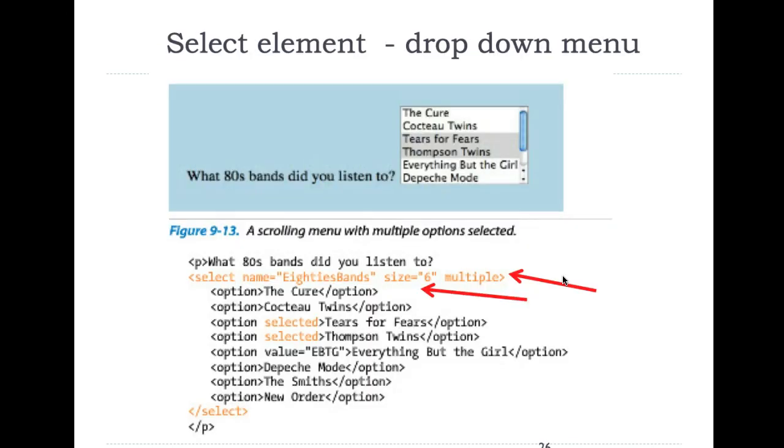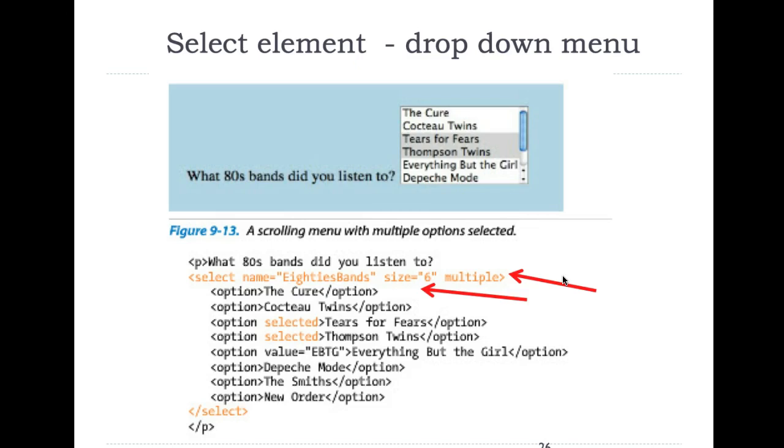And in this case, we have a size of 6, which is going to control the height, and we have the word multiple. And that means if we control-click on a couple of options, we can choose as many as we want. In this case, we've chosen Tears for Fears and Thompson Twins, so the data would come into the server-side script as a list or an array that would be broken apart by the programming there.